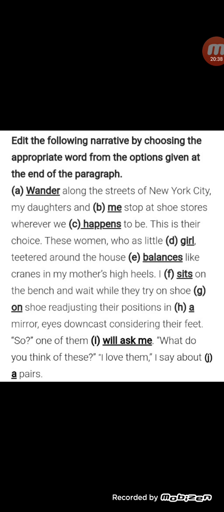try on shoe, readjusting their positions in mirror, eyes downcast, considering their fate. So, one of them will ask me, "What do you think of this?" I love them. I say about appears. So first of all, my answer is matching with these underlined words.